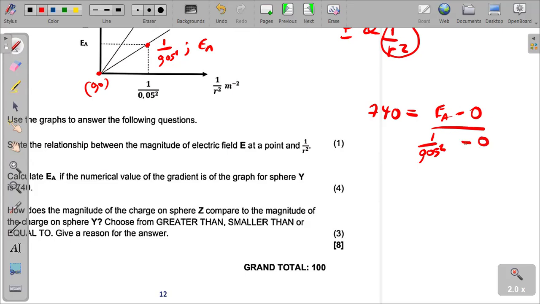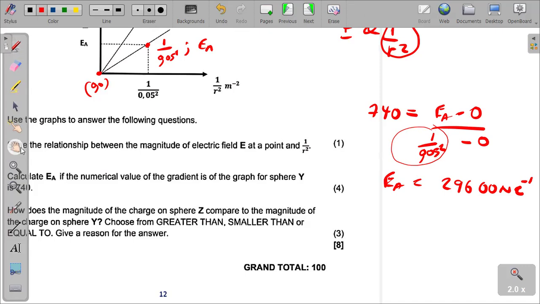Cross multiplying there, it means EA is equal to 296,000 Newton per coulomb, right? It's just a cross multiplication. Then we have to just multiply 1 over 0.05 squared both sides. So we end up having EA being equivalent to that. All right. Let's go to the next question.